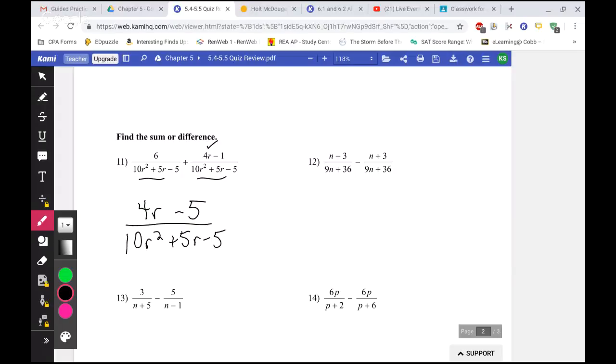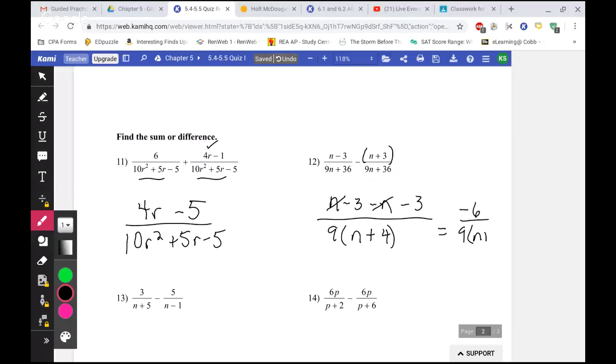On this one, however, I'm glad that you asked the question, because on number 12, if you combine like terms, the best thing to remind you guys is when there's that minus in the middle, that's going to be n minus 3 minus n minus 3 all over. And then I'd go ahead and factor that one. That comes out to be 9 times n plus 4. But on the top, that's the n minus n, so they cancel out. But I've got a -3 and a -3. So that's going to be a -6 over 9 times n plus 4.